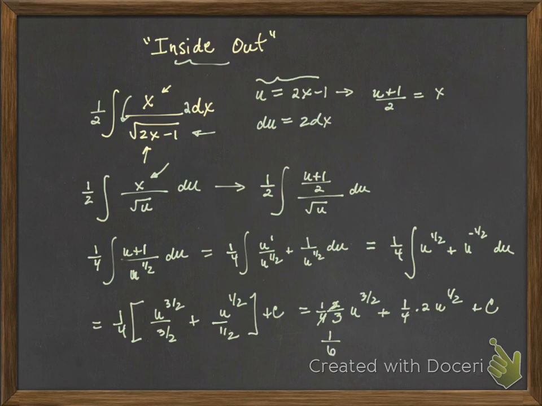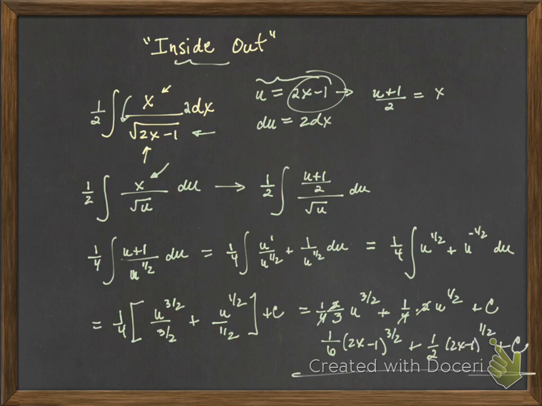I'm going to now replace my u's with what I called them, which was 2x minus 1. So 1/6 (2x minus 1) to the 3/2 plus 1/2 (2x minus 1) to the 1/2 plus c.